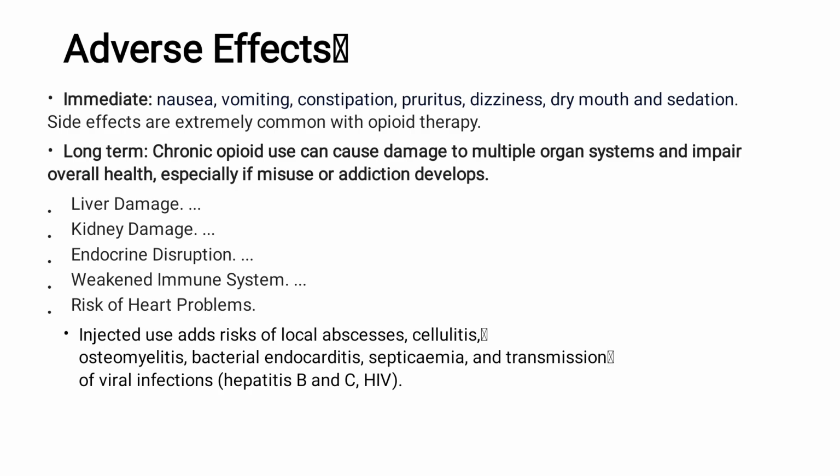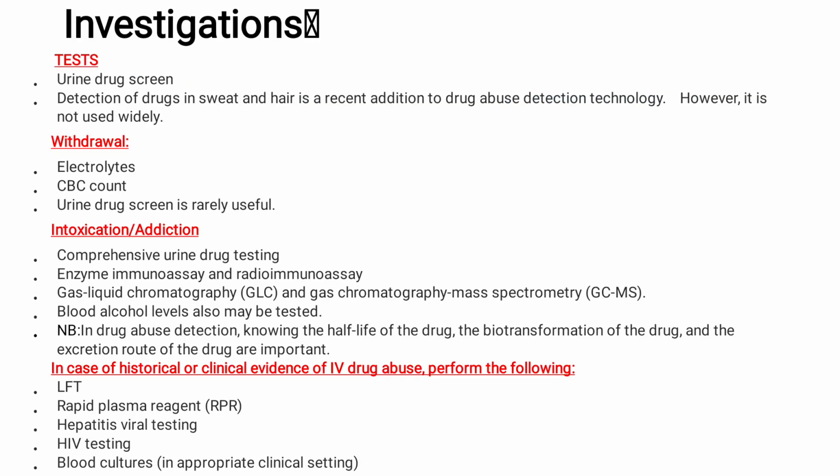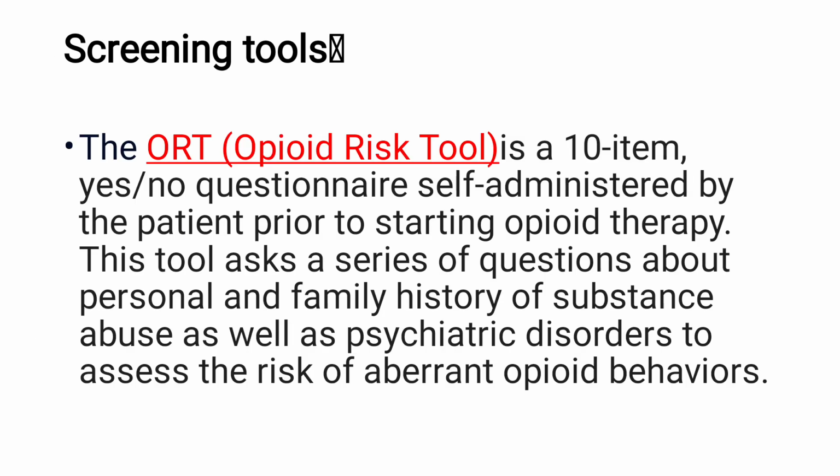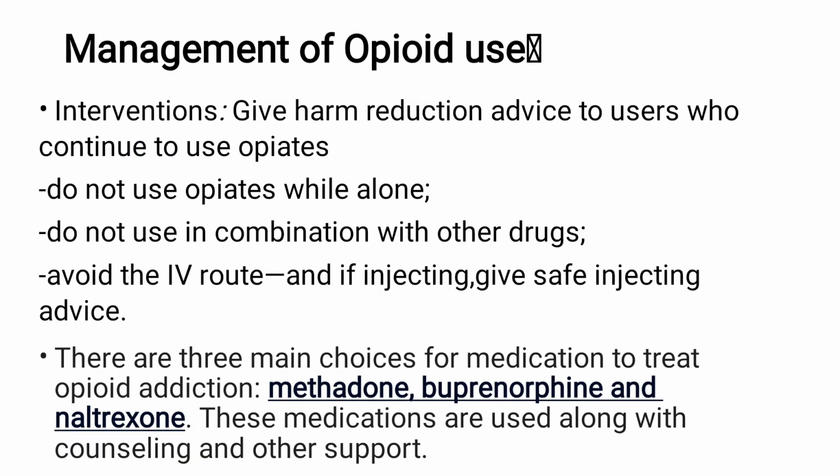Adverse effects include immediate nausea, vomiting, constipation, pruritus, dizziness. Long-term adverse effects include liver, kidney, and endocrine damage, and risk of heart problems. Investigations include urinary tests done in intoxication and addiction, and other tests which are done when there's IV drug abuse, such as HIV, Hep B testing, among others. Screening tools for opioid use include the opioid risk tool.